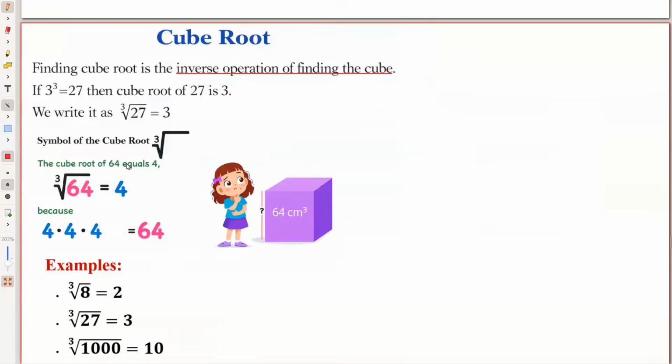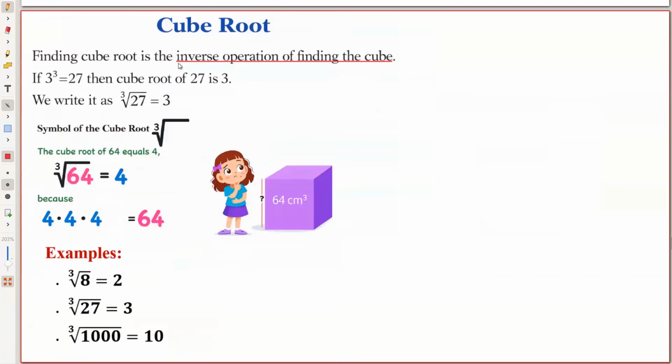Okay, so next, cube root. Cube root is the inverse operation of finding the cube. So 3 cube is 27, then the cube root of 27 is 3. The cube root will be written with a small 3; if there is no number, you will consider it as square root. If 3 is mentioned, it becomes cube root. So the cube root of 27 is 3.